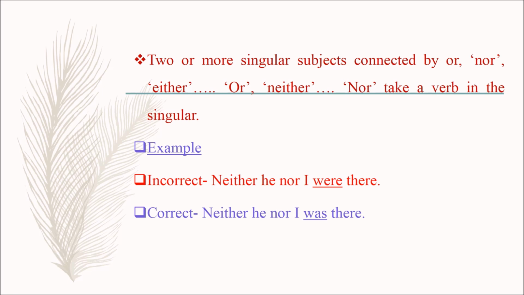First, look at the sentence. Neither he nor I were there. Is that the correct sentence? No. The correct sentence is neither he nor I was there. Here, he and I are two singular subjects connected by neither nor. So, we have to add a singular verb was to it. So, the correct sentence is neither he nor I was there.